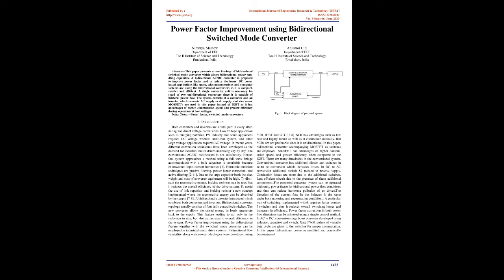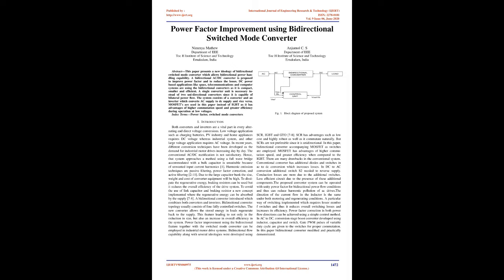Bidirectional flow capability along with several ideologies were developed using SCR, IGBT, and GTO. Fig. 1. Block diagram of proposed system. SCR has advantages such as low cost and highly robust as well as it commutates naturally. But SCRs are not preferable since they are unidirectional. In this paper, a bidirectional converter accompanying MOSFETs as switches is employed. MOSFET has advantages of higher commutation speed and greater efficiency when compared to the IGBT.